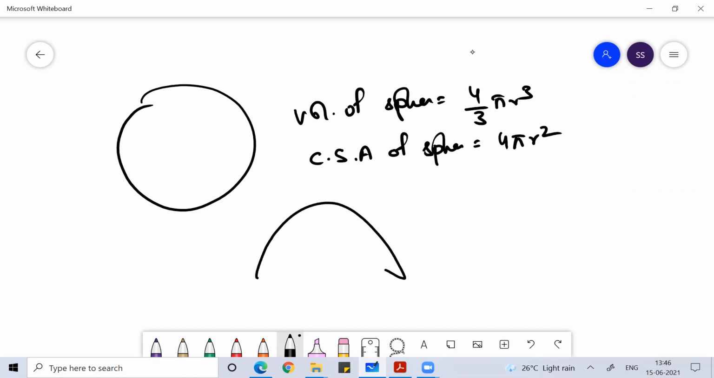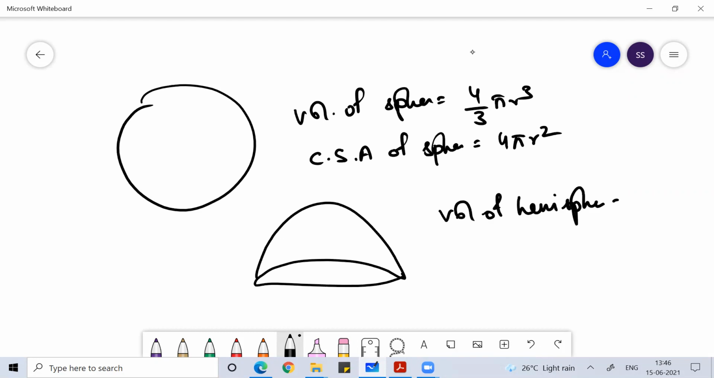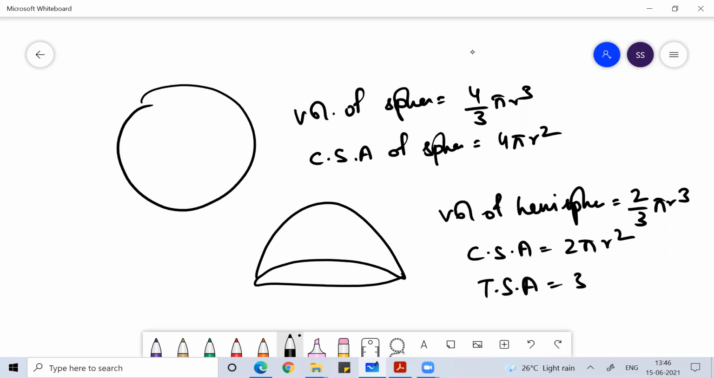When we talk about hemisphere, the volume of hemisphere is 2/3 pi r cube. Curved surface area is 2 pi r square. Total surface area is 3 pi r square. Very good.